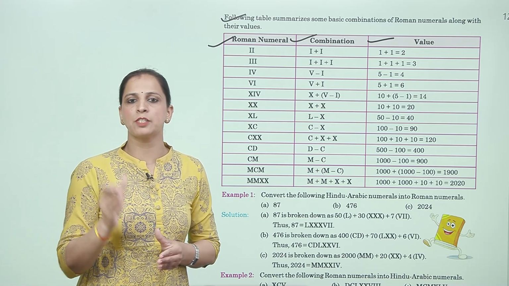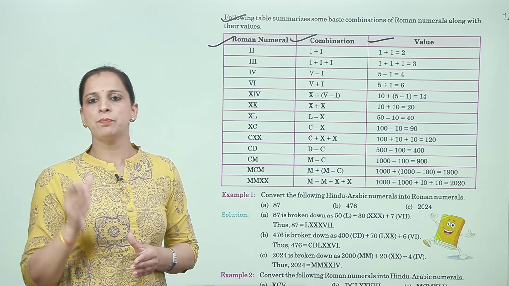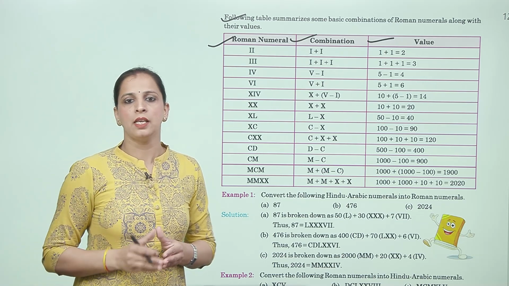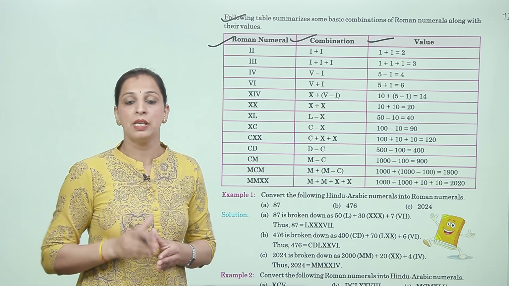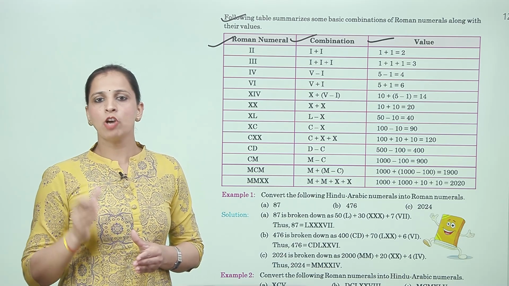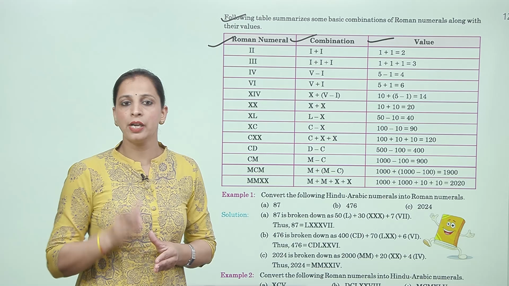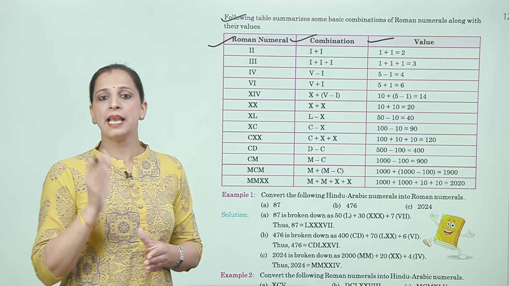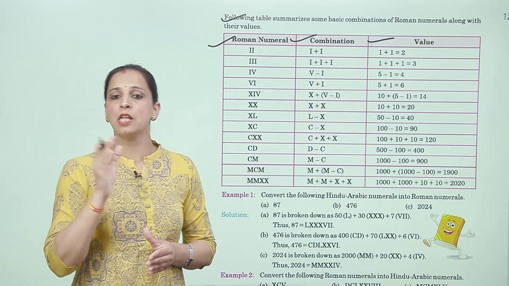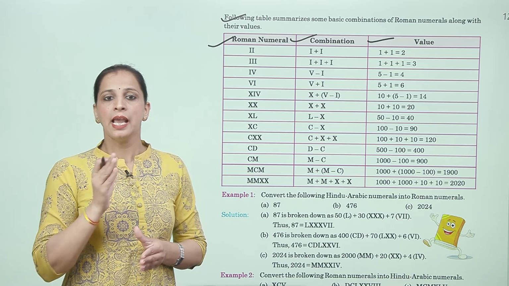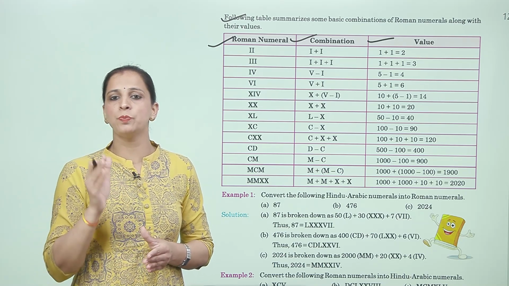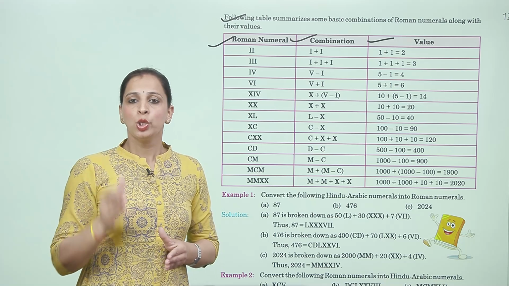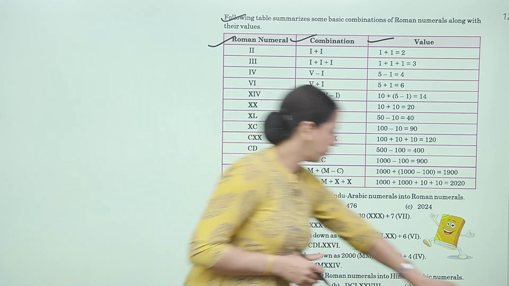CXX, that is C plus X plus X, is 100 plus 10 plus 10, which is 120. CD is D minus C, that is 500 minus 100, which is 400. CM, M minus C, is 1000 minus 100, which is 900. MCM, M plus M minus C, that is 1000 plus 1000 minus 100, is 1900. MMXX, M plus M plus X plus X, is 1000 plus 1000 plus 10 plus 10, which is 2020.